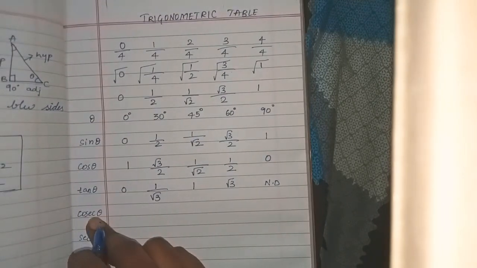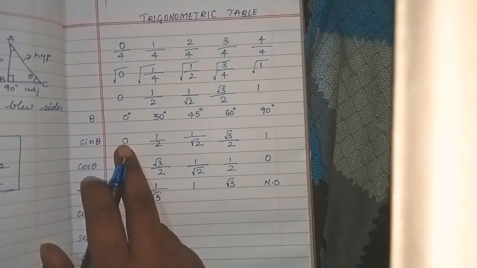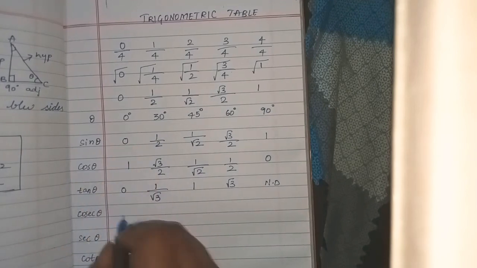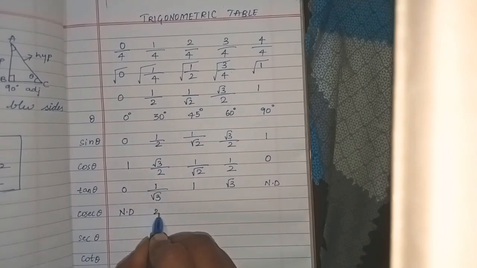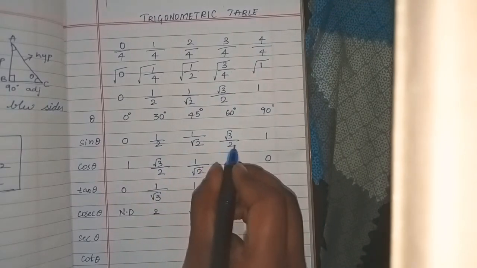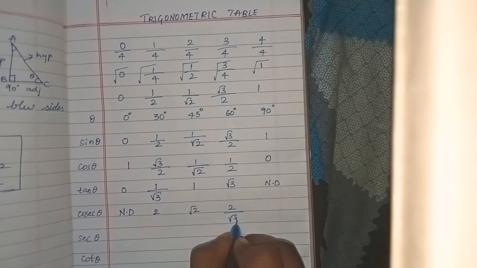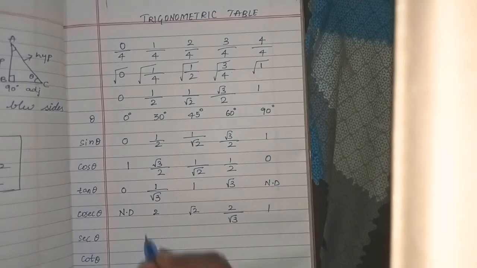What is cosec? Cosec is nothing but 1 by sine. 1 by 0 is not defined. Now take the reciprocal. It will be 2. This would be root 2. This would be 2 by root 3. And this is 1 by 1, which is 1 only.